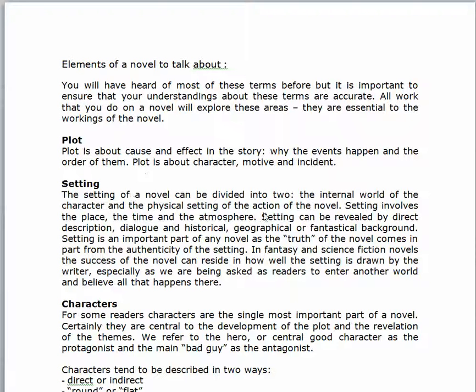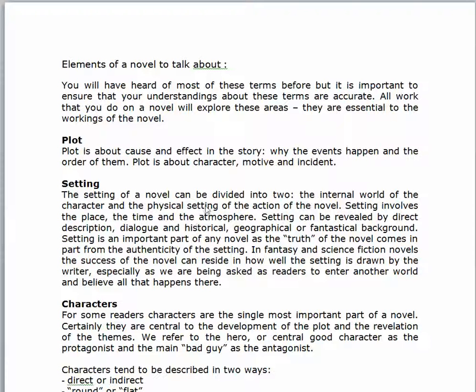The second one is a setting. They talk about two settings. They talk about the internal world of the character and the physical setting of the action. Notice that setting is place or era. Place, era, the time, and the atmosphere. So you're looking at where is it set and why is it set there? In what time is it set and why is it set then? And what is the atmosphere? Is it a positive atmosphere? Is it an atmosphere where there are problems? What is the atmosphere of the setting?